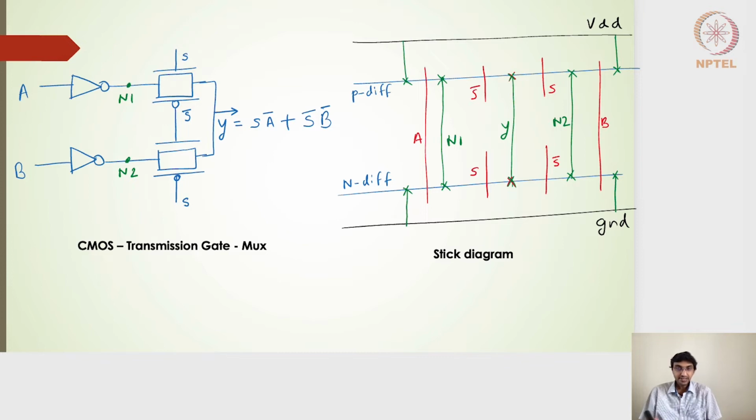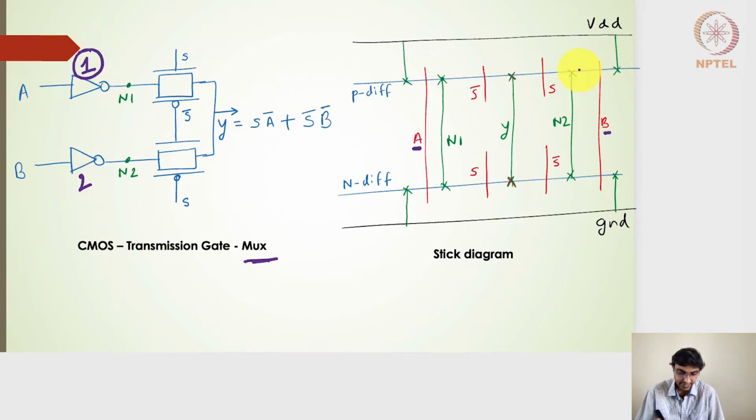In this slide I have drawn the stick diagram, basically the layout, for the CMOS transmission gate configured MUX multiplexer circuit. Let's have a look into this stick diagram very closely. I'm going to pick up the inverters A and B, 1 and 2. I'm going to talk about 1 first.